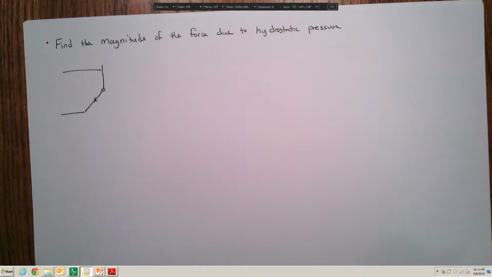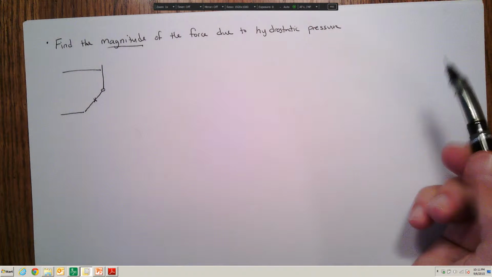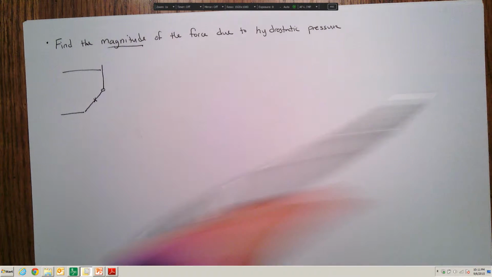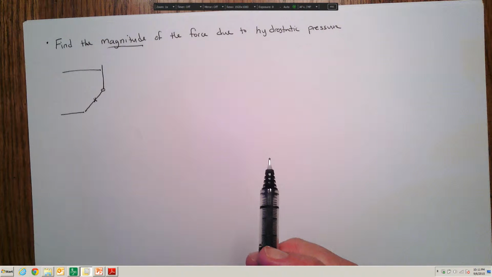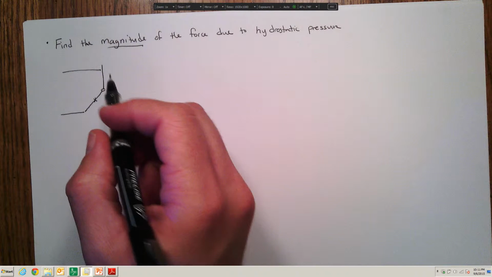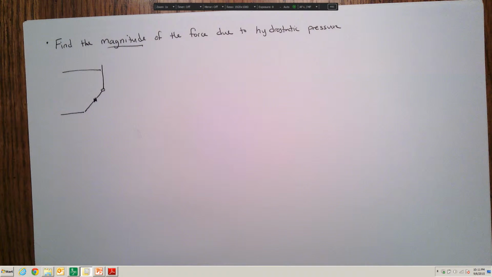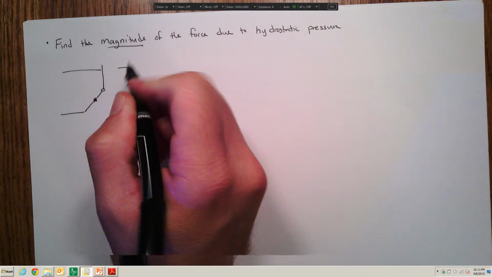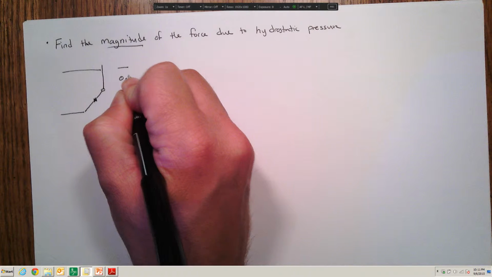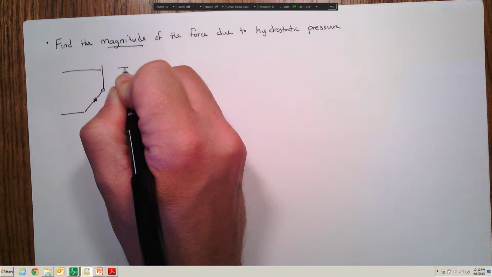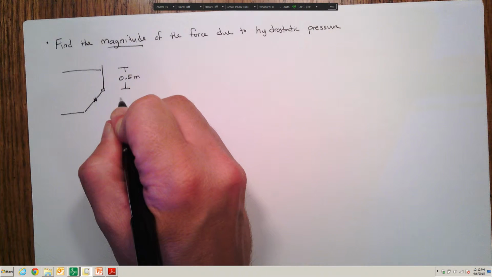The first thing that we need to do is find the magnitude of the force due to the hydrostatic pressure. And from our studies, we know that we can find the magnitude of the force by determining the pressure that acts at the centroid, or at the center of this plate. In the problem statement, we're given that the height above the gate hinge is 1/2 meter. And we also know that the gate from the hinge down to the bottom is 3 meters.